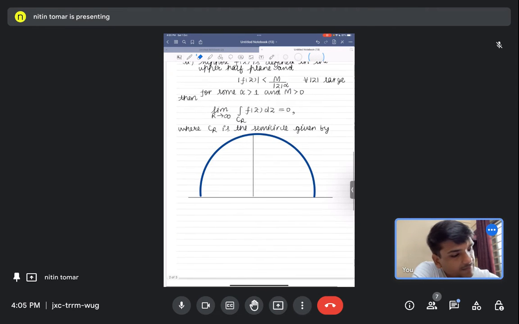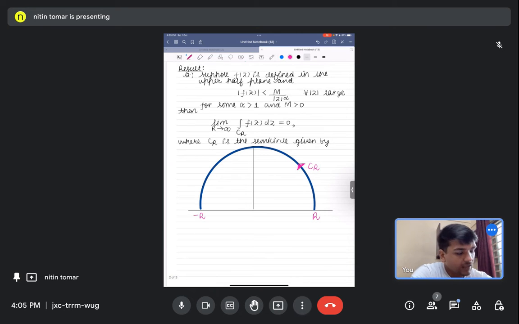So is the figure clear to all of you? This is my R, this is my minus R, and this is my curve C_R. Now as you keep on increasing your R, this semicircle will grow big, right? For R equal to 1, this is this. For R equal to 2, this is this. So what does this say?